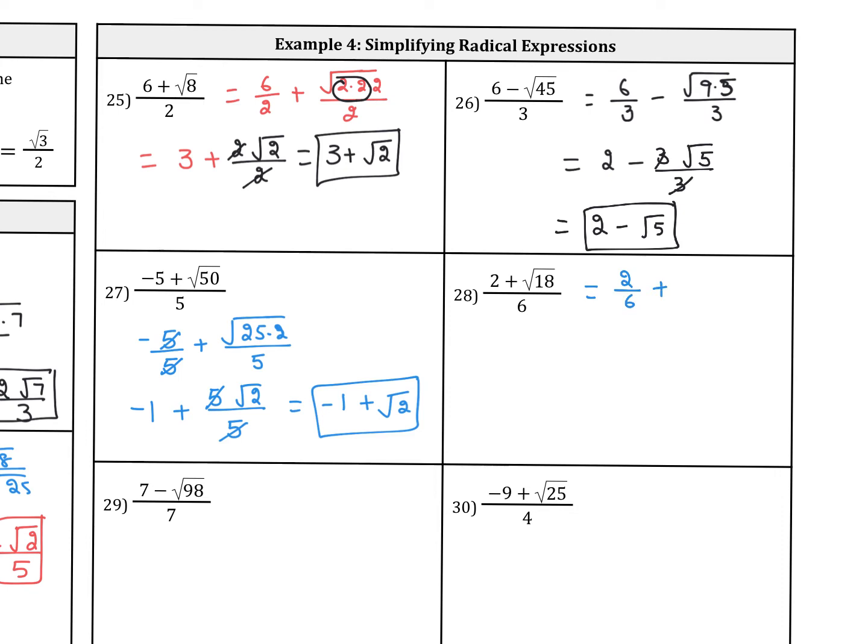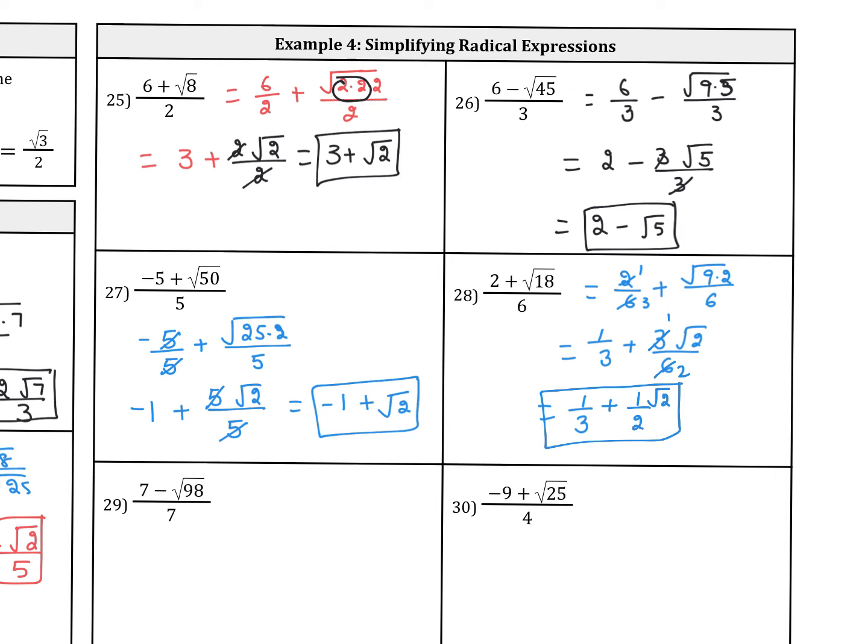2 divided by 6, and square root of 18, that is 9 times 2 divided by 6. Reduce that, you're going to get 1 over 3 plus square root of 9 is 3, square root of 2 divided by 6. So 1 over 3, if you reduce these two, you're going to get 3 divided by 6 is 2. So 1 over 2 square root 2.